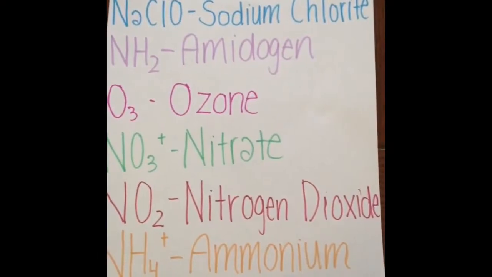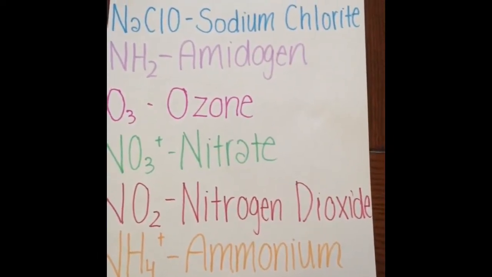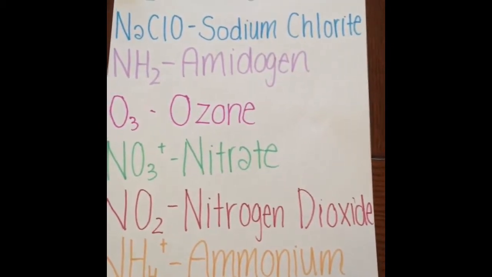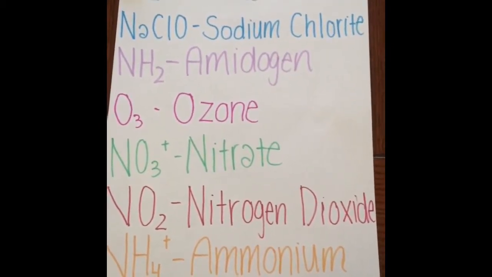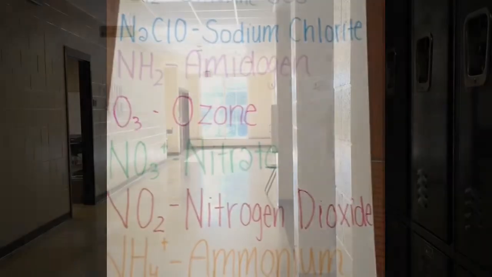These are popular chemical formulas. CO2 is chlorine gas, NaClO is sodium chloride, NH2 is ammogen, O3 is ozone, NO3+ is nitrate, NO2 is nitrogen dioxide, and NH4+ is ammonium.